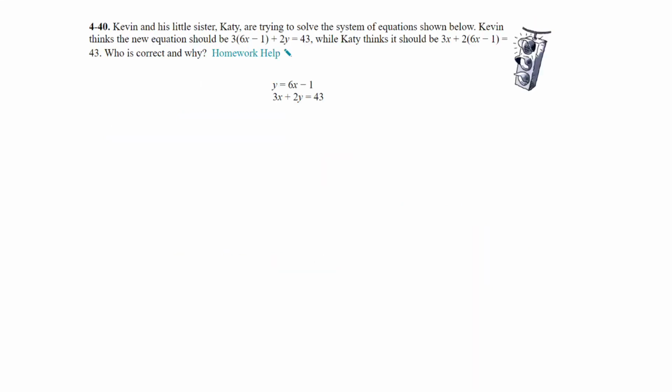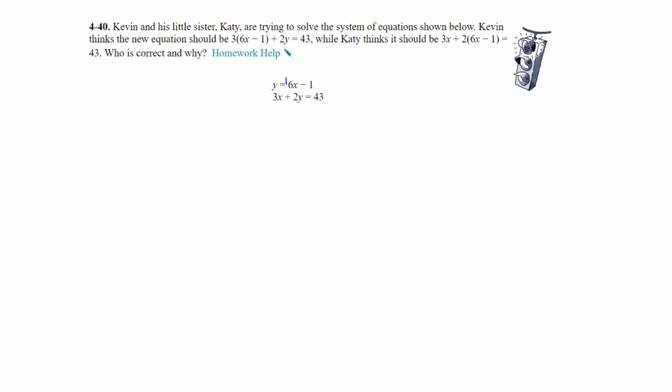Alright, question 40. Kevin and his little sister Katie are trying to solve the system of equations shown below. Kevin thinks the new equation should be 3 times the quantity 6x minus 1 plus 2y equals 43, while Katie thinks it should be 3x plus 2 times the quantity 6x minus 1 equals 43. Who is correct and why?